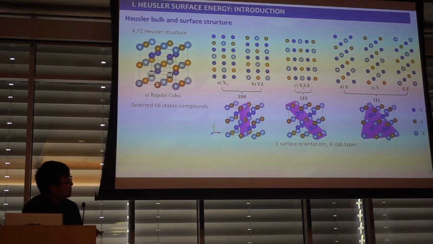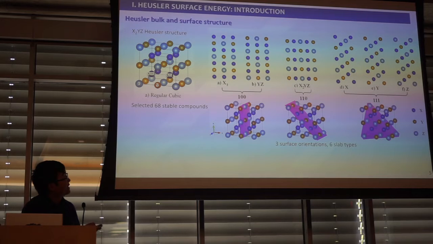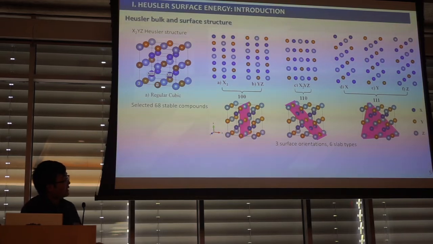For the 110 surface, we only have one termination, the X2YZ surface. If you look at the next layer, you'll see that the composition is the same, so there's only one type of termination that you can get. For the 111 surface, we have three terminations, the X, Y, and Z surfaces.